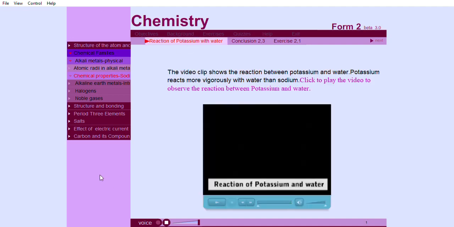The video clip shows the reaction between potassium and water. Potassium reacts more vigorously with water than sodium. Click to play the video to observe the reaction between potassium and water.